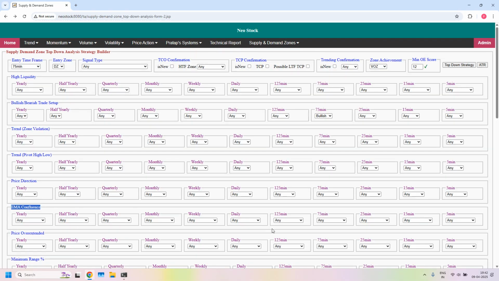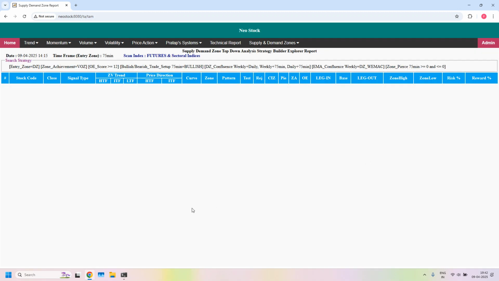Let's check. In the EMA confluence weekly time frame, I am setting the filter, whether the weekly demand zone has weekly EMA confluence or not. That stock is not filtered. So that is not having EMA confluence. Only HTF zone confluence is available.